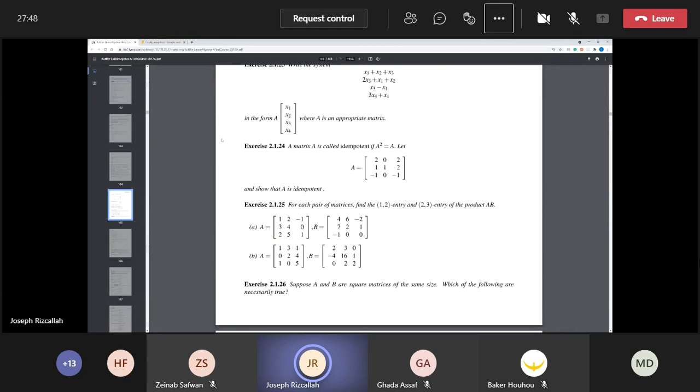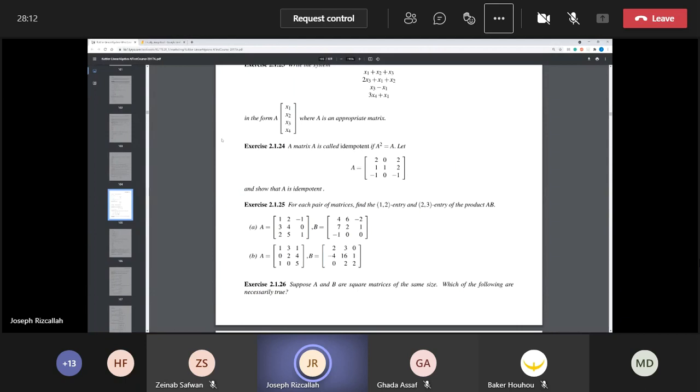So the matrix A is called idempotent if A squared is equal to A. So we need to show that A is idempotent. Now we'll check it. By the way, when we write A squared here, and maybe I did not tell you about this, it just means what you expect it to mean. It's just A times A. So you multiply the matrix A by itself.